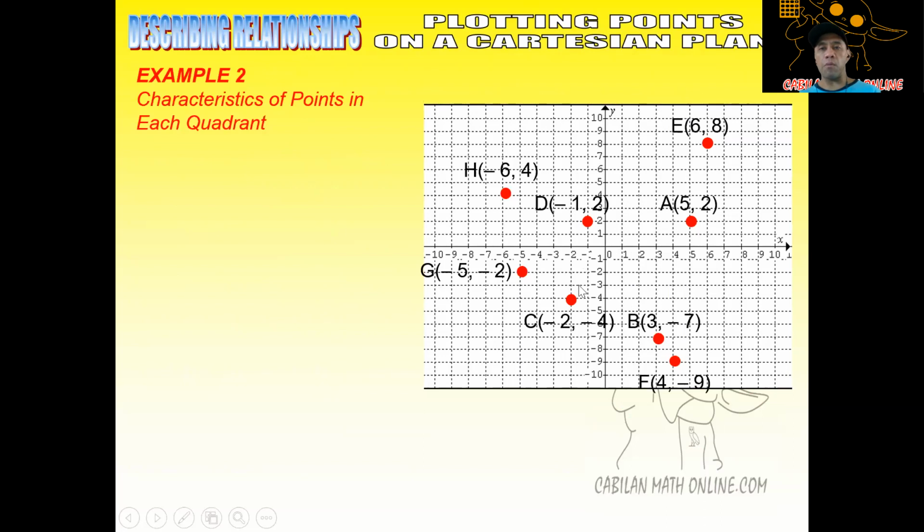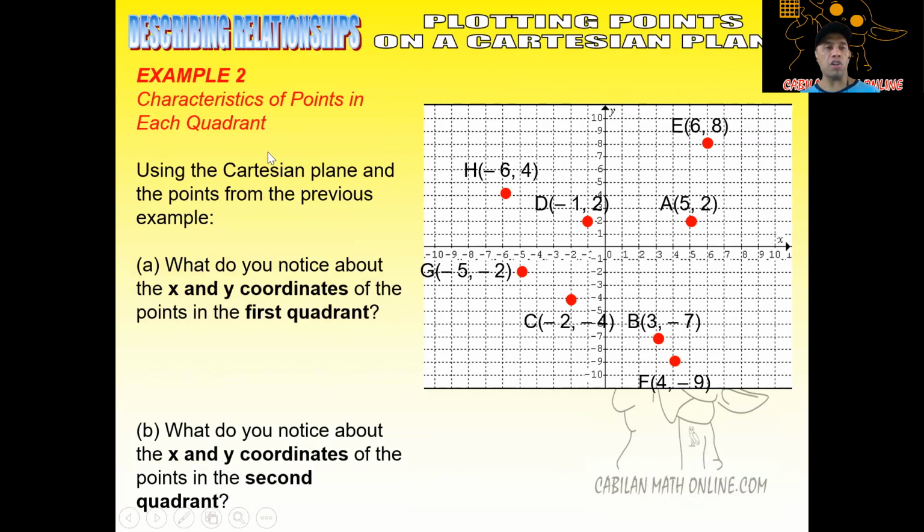We're going to use these exact same 8 points that we plotted to answer the following questions. For part A: what do you notice about the x and y coordinates of the points in the first quadrant? Remember the quadrants always start at the top right-hand corner. So the first quadrant would be these 2 points right here, specifically the points (5, 2) and (6, 8).